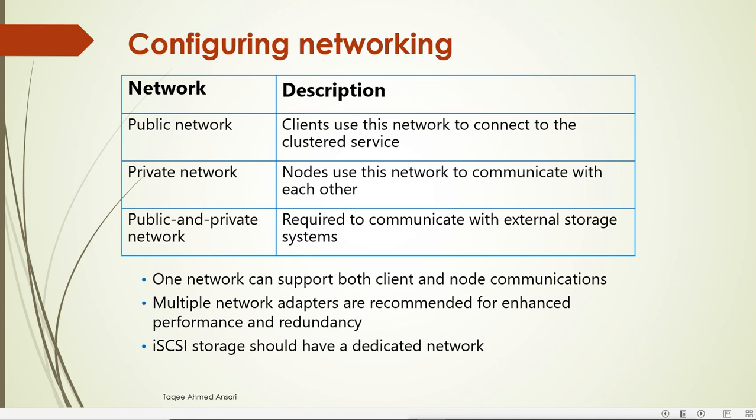That means the network which is used by the nodes to send the heartbeat to each other. And we can say public and private network, which we require to communicate with external storage systems, so we can use the public and private network. So we have these three types of network. One is for the client, the other one is for the nodes to send the heartbeat, and the third one is for the storage.